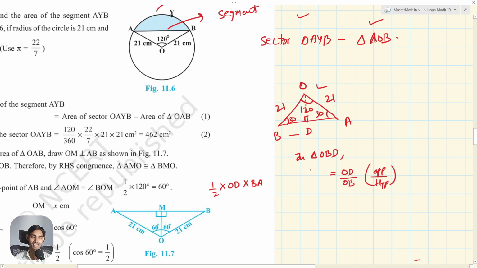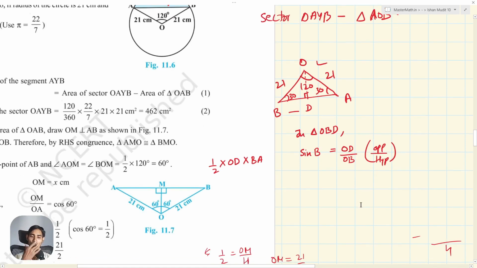Opposite over hypotenuse. Okay, temporary loss of memory. Sine. So we will use sine 30. OD is unknown, OB is clearly known. Sine 30 is 1 half, so 1 half equals OD by 21. So OD is 21 by 2. Alright.